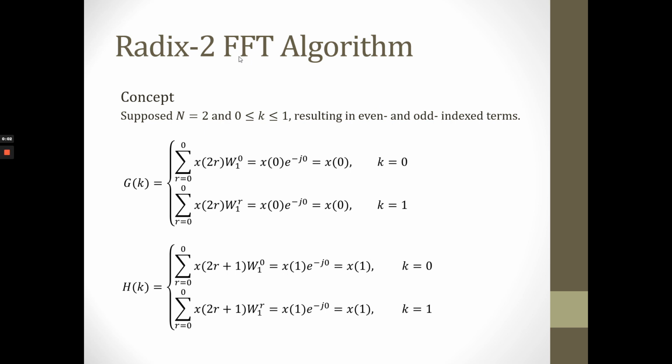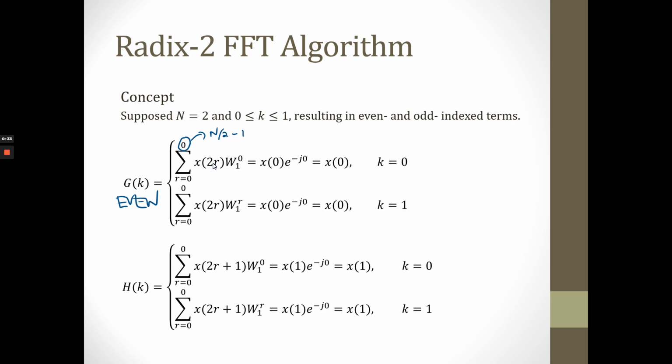Radix 2 FFT algorithm for n equal to 2, and then the calculation of k from 0 until n minus 1. So we have n minus 1 equal to 1. So we have the even function here, where the equation is the summation from r equal to 0 until n divided by 2 minus 1. So 2 divided by 2 is 1, minus 1, we have 0.